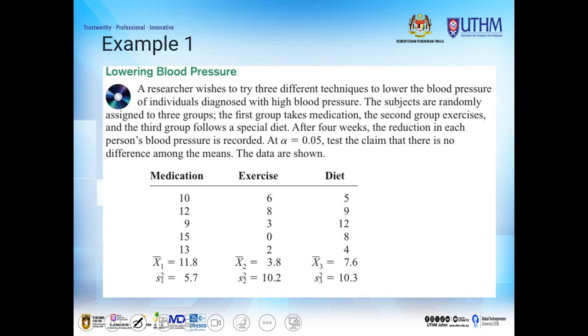Okay, let's look at an example. Example number 1. A researcher wishes to try three different techniques to lower the blood pressure of individuals diagnosed with high blood pressure. The subjects are randomly assigned to three groups. Okay, they already mentioned three groups, so obviously it's going to be one-way ANOVA. The first group takes medication, the second group goes for exercise, and the third group follows a special diet.